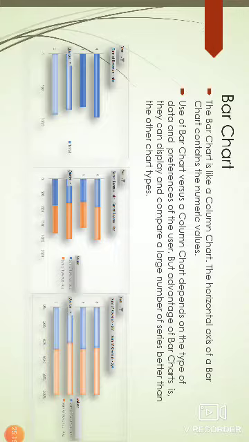Next one is bar chart. So the bar chart is like a column chart. Here the horizontal axis of a bar chart contains the numeric values, so we have to remember that. Use of bar chart versus a column chart depends on the type of the data and preferences of the user. But the advantage of bar chart is they can display and compare a large number of series better than the other chart types.